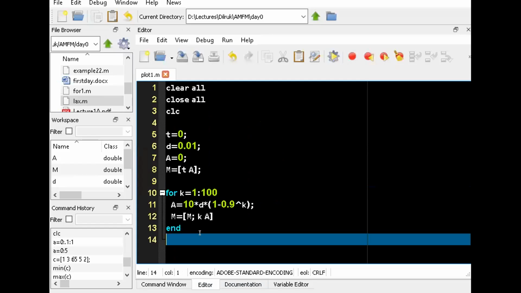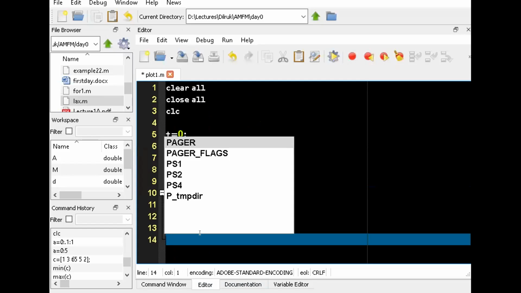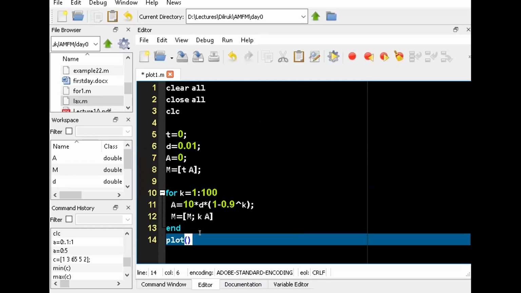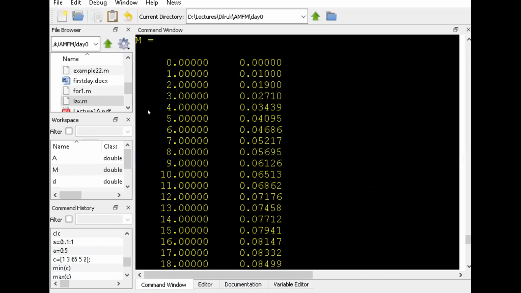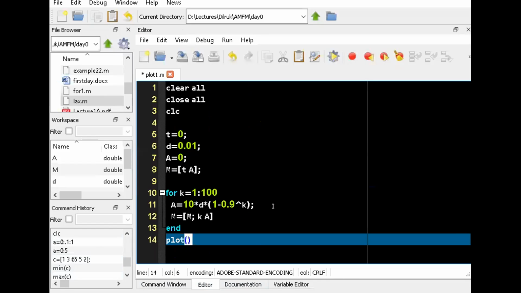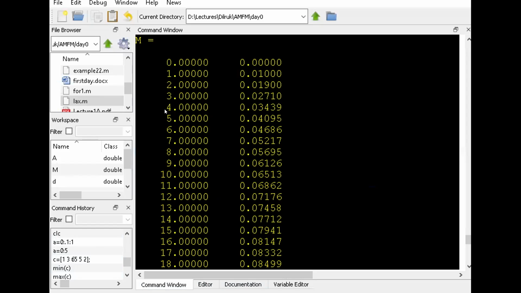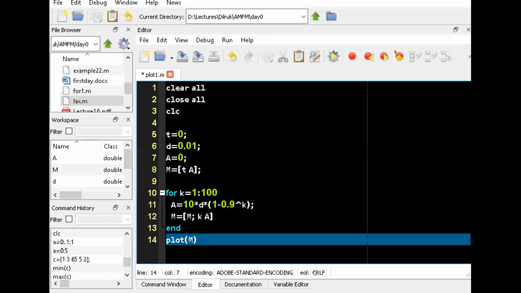Okay, plotting part. I want to get the data points of the independent variable x. That means I want to read the first column of this matrix M. All right, first column.